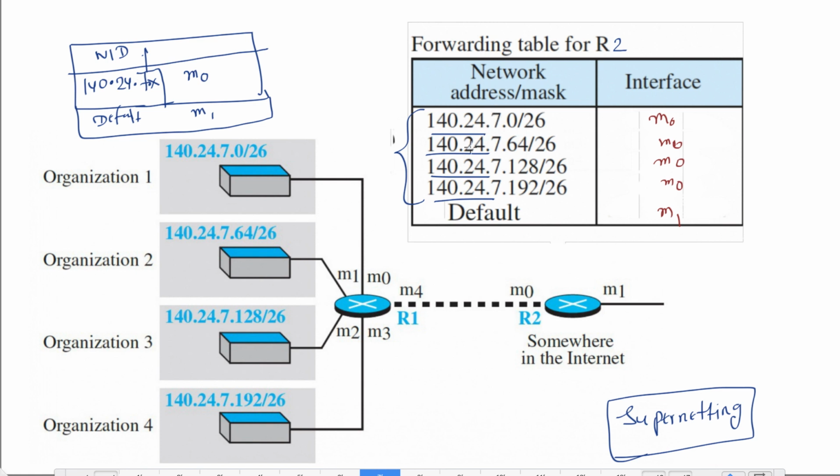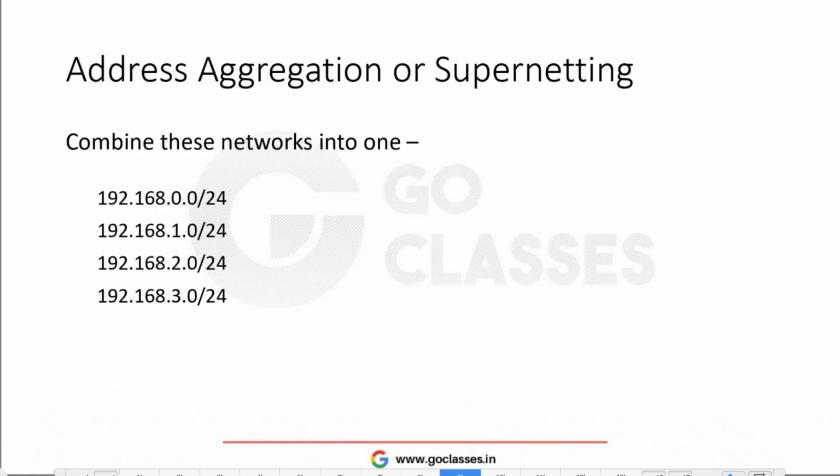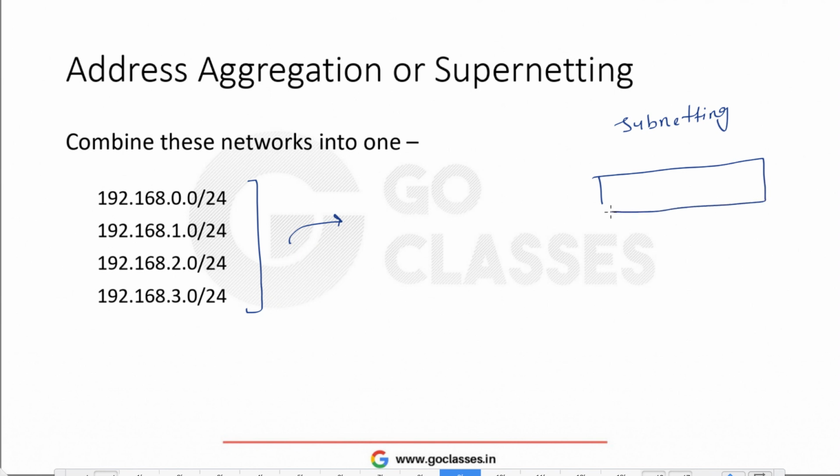So the formal procedure of doing it is called address aggregation or supernetting. Let's see what it does. Address aggregation basically combines networks into one network. If you remember subnetting, and I'm just giving you a quick recap of subnetting, in subnetting what were we doing?